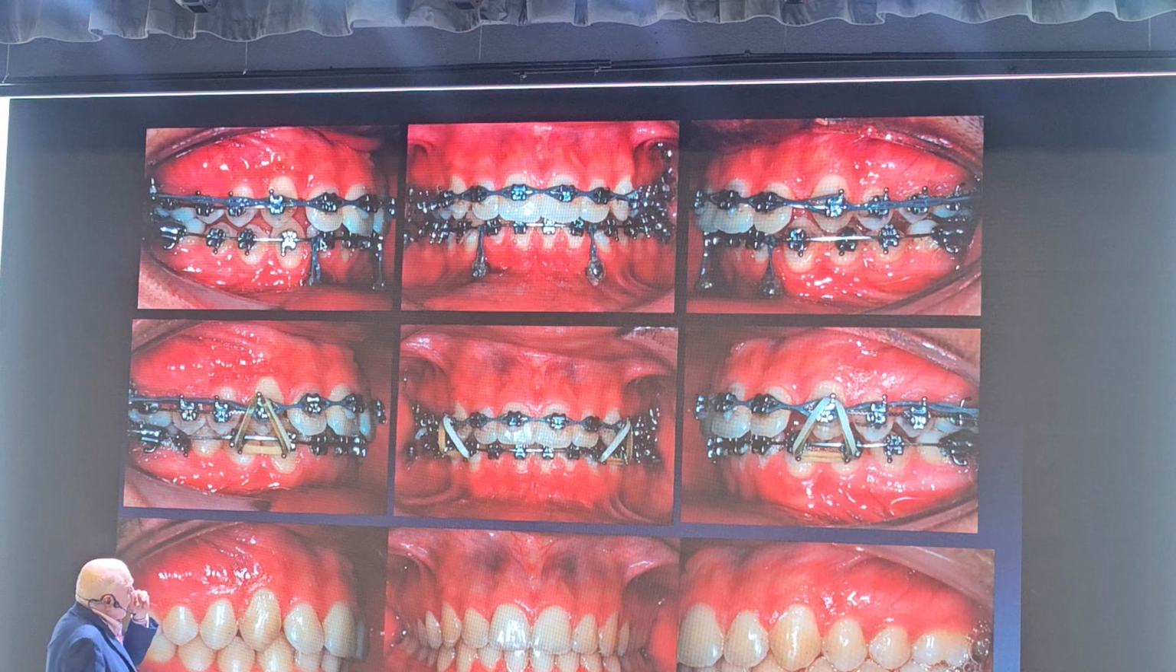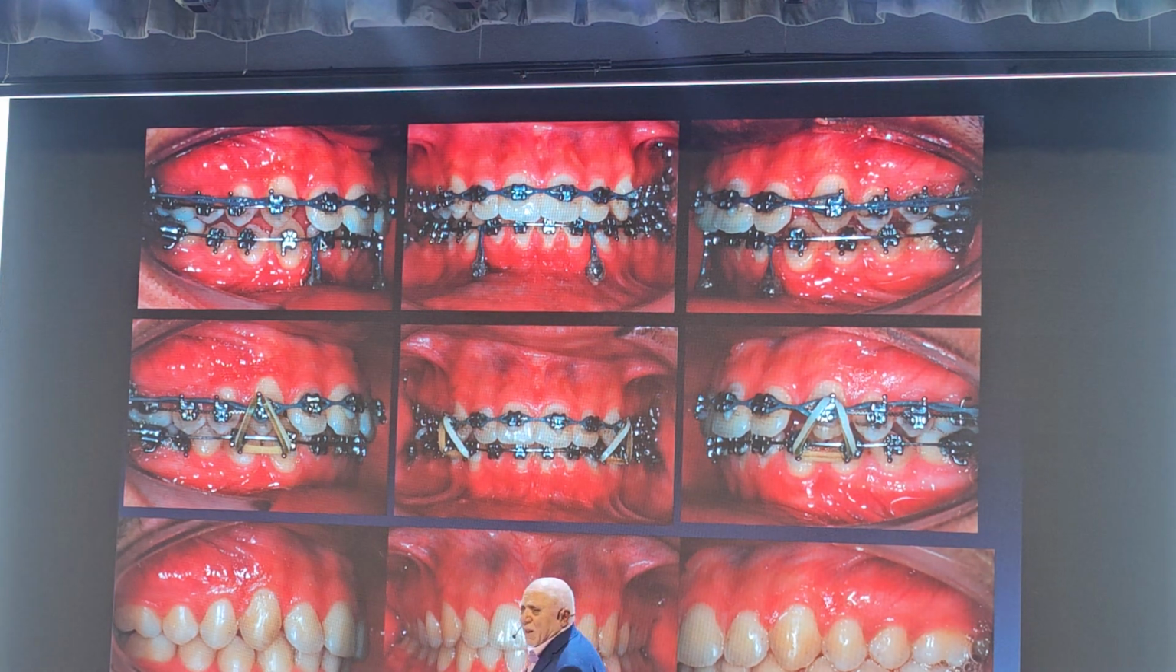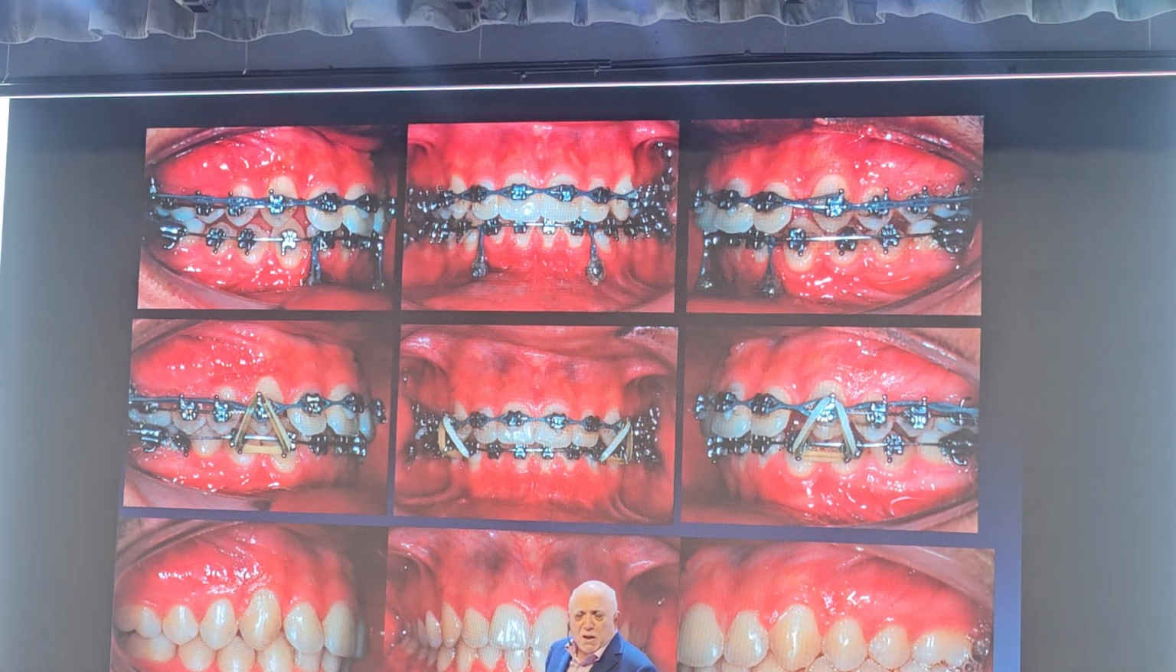Now, how do you intrude? I don't like to intrude with TADs at all. I just want to put this example there. For example, there are two TADs going on to intrude the lower. I can do much easier because we tried this thing, and I always show this to tell that the intrusion wire or cantilever can do a much better job than putting a TAD to intrude.